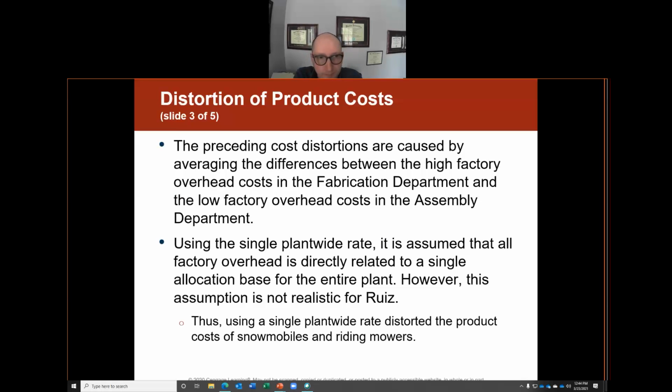Distortion means difference. The distortion cost for the fabrication department and assembly department are different based off of the allocation of the overhead. In the single plant-wide rate, it doesn't. The distortion cost cannot be really identified.